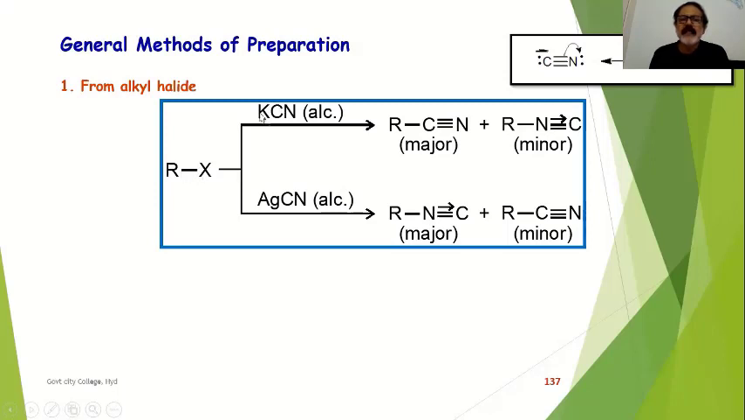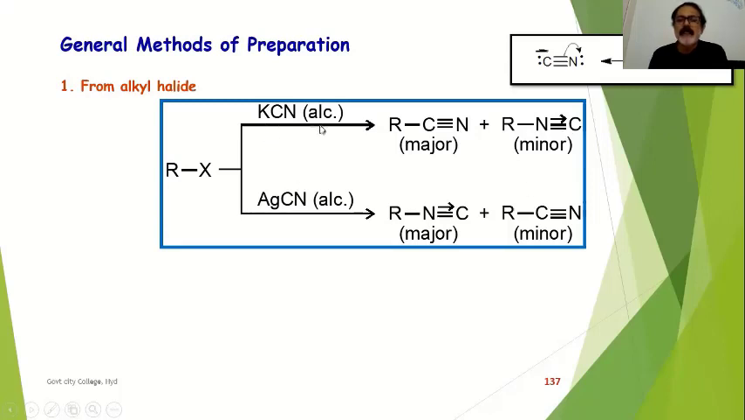When alkyl halide reacts with potassium cyanide, in alcoholic potassium cyanide, we are getting a major product of cyanide. But we should remember that a minor product of isocyanide is also formed. Why are we getting isocyanide? Here this carbon and nitrogen have a dual nature. When this carbon has a minus charge, it will get attached, and if nitrogen has a minus charge, this will get attached. So you are getting two compounds. Generally, the major product is cyanide. No doubt there is a minor product, but you can ignore it.